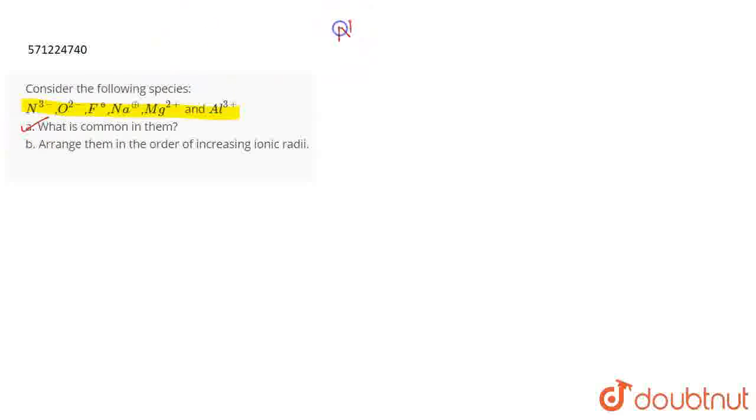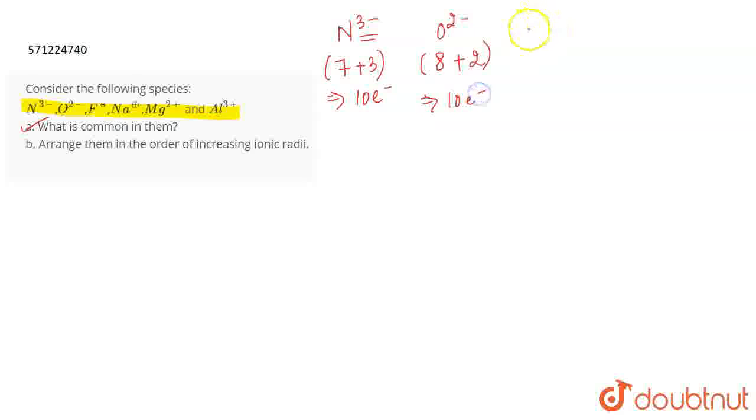So if I talk about N3 negative, then nitrogen has an atomic number of 7 and 3 electrons are added because this is 3 negative. A negative sign indicates that there is a gain of electrons. So here it is 3 negative, it means that there is a gain of 3 electrons. So 7 plus 3 becomes 10 electrons. Now O2 negative, oxygen has an atomic number of 8 and there is an addition of 2 electrons, so this becomes 10 electrons. Then I have F negative, fluorine has an atomic number of 9 plus there is an addition of 1 electron, this becomes 10 electrons, right?